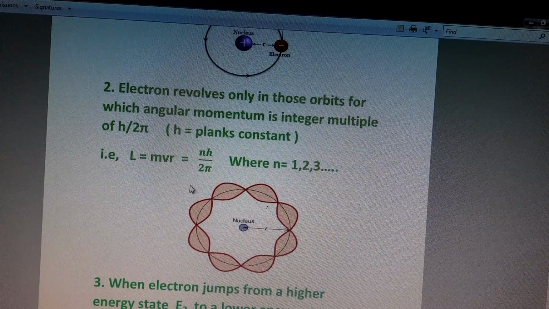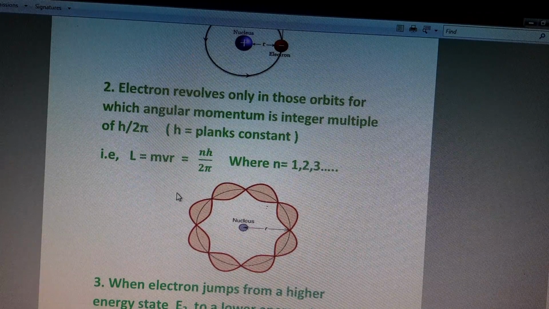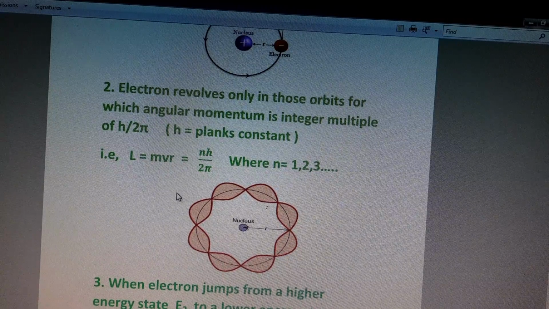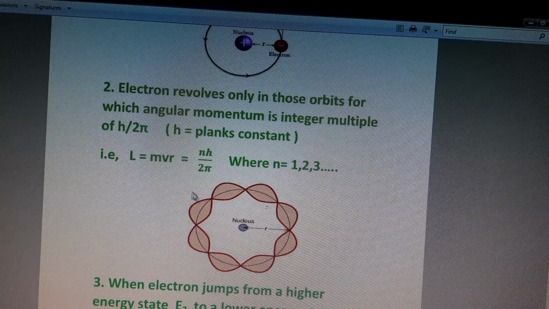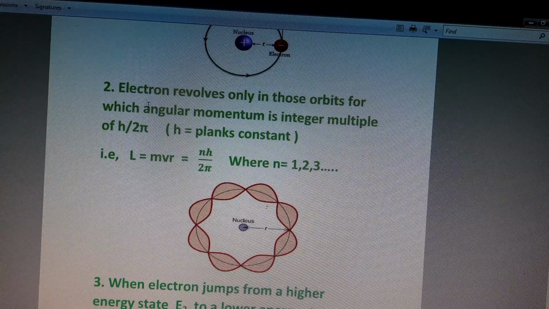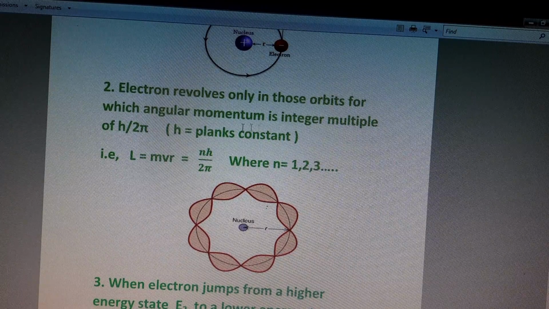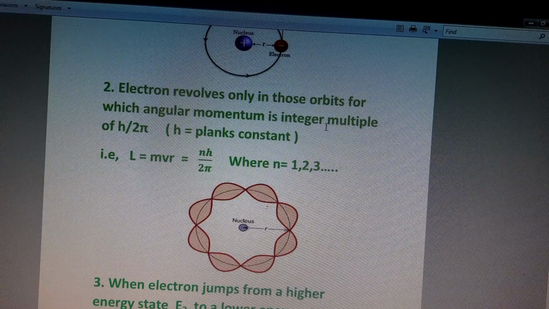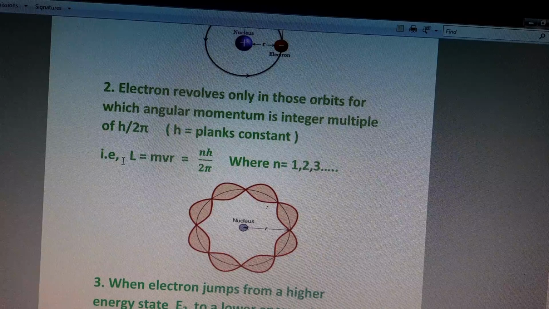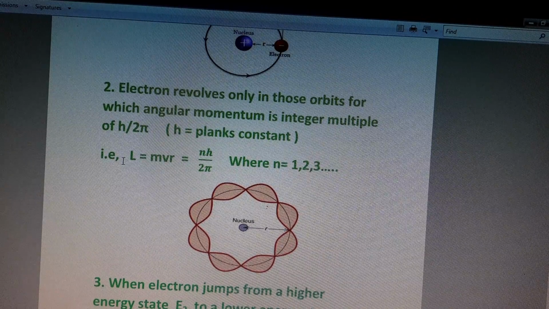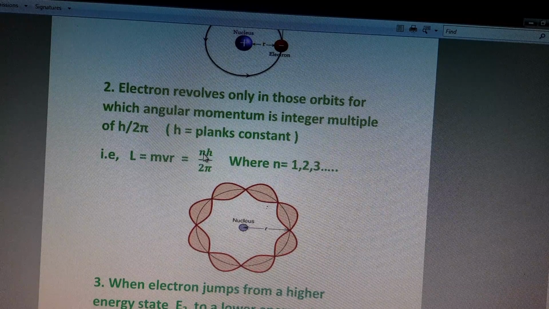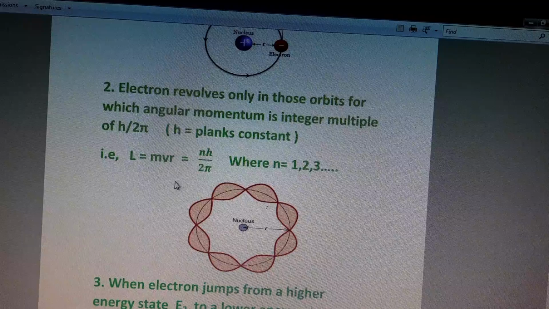The second postulate: when the electron revolves around the nucleus, it has angular velocity, which means it has angular momentum. The revolving electron's angular momentum is quantized, meaning the electron revolves only in those orbits for which the angular momentum is an integer multiple of h by 2 pi, where h is Planck's constant. So L = mvr = nh/2π, where n is the number of the orbit.